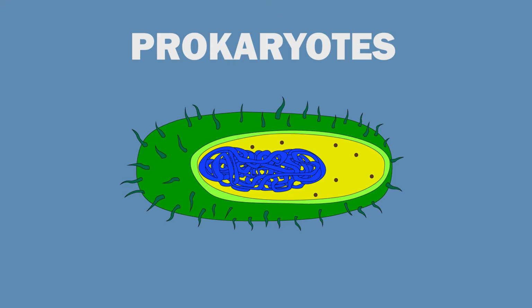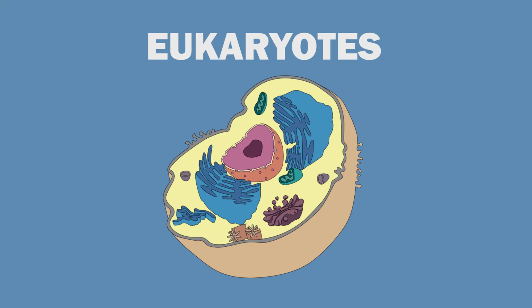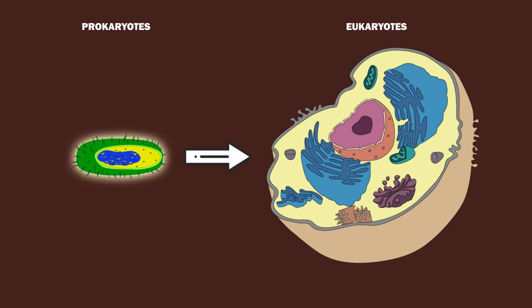It wasn't until 2.7 billion years ago that eukaryotes, cells with a nucleus enclosed in membranes, appeared in the fossil record. Eukaryotes evolved from prokaryotes. Here is how that is thought to have happened.